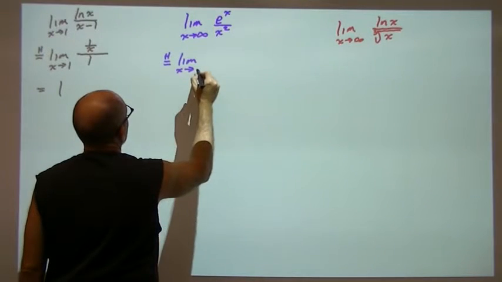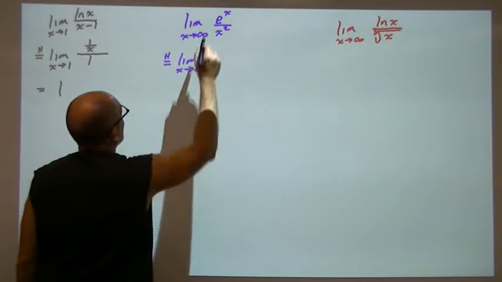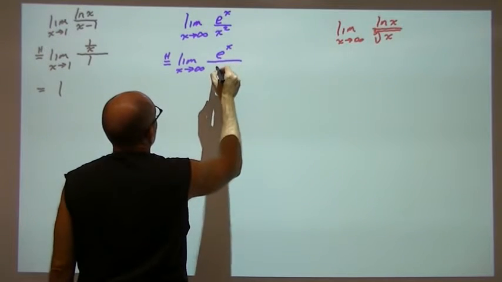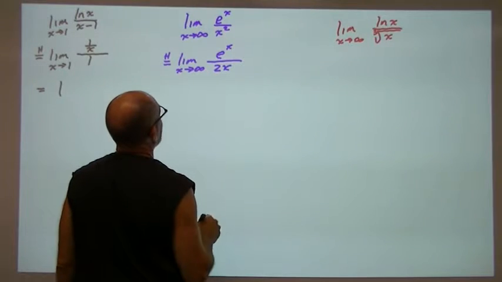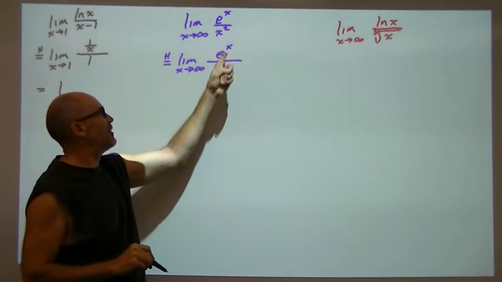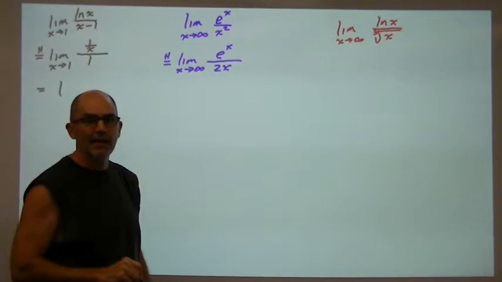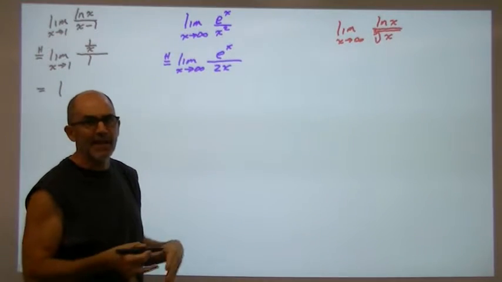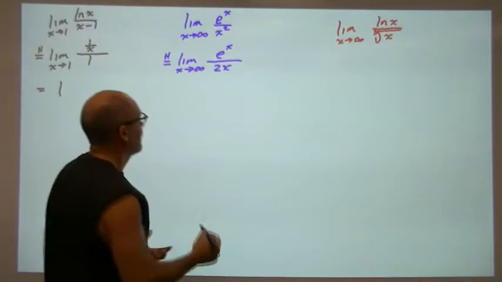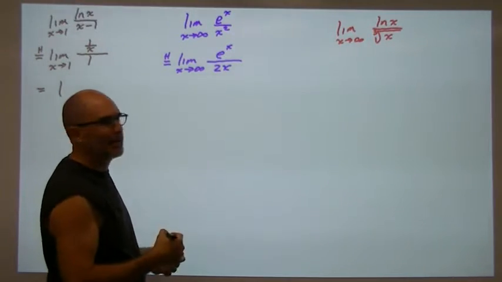I take the derivative of the top. The derivative of e to the x is e to the x, and the derivative of the bottom is 2x. Now notice, if I let x approach infinity, I still have infinity over infinity. Well, guess what? You're allowed to do L'Hopital's as many times as you want. It's L'Hopitalable. That's a word I just made up.